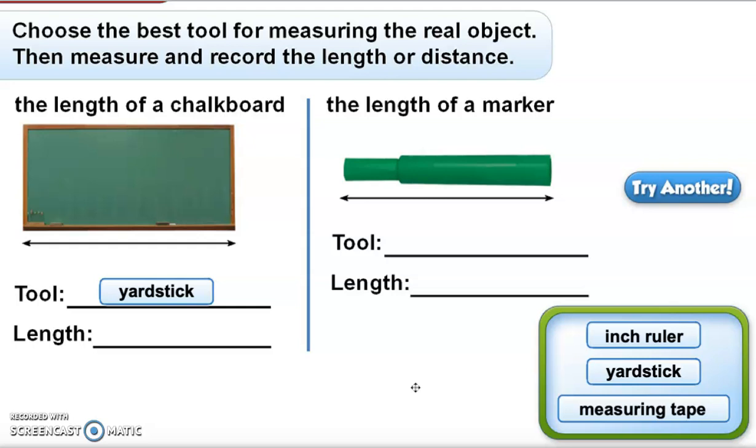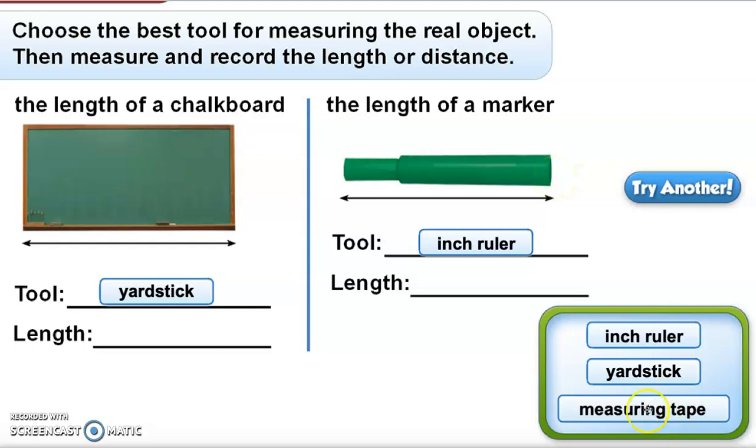Okay, so if you were thinking an inch ruler, then you are correct. Now, some of you might be saying, but a marker is also not really flat. It's not a flat object, and you can wrap a measuring tape around it. And that's very true, but you have to remember that we are looking for the length from the very start of the cap to the very end of the marker. That's the length of the marker. Okay, so you are right.